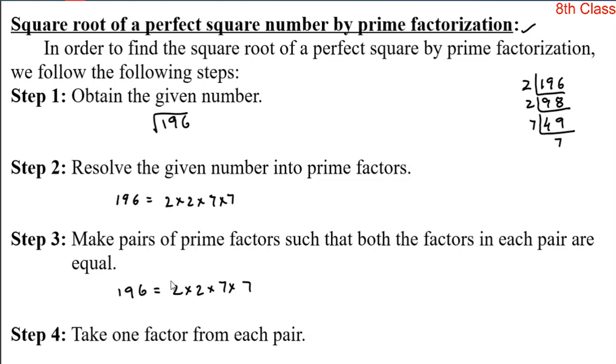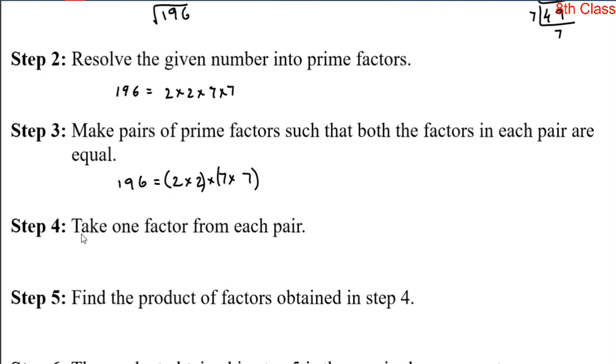So here what are the pairs? Yes, here actually we have two 2's. So this is one pair and this is another pair. Like that you make pairs of prime factors such that both the factors in each pair are equal. So this is our third step. And the fourth step, take one factor from each pair. So in this prime factorization, totally how many pairs are there? There are 2 pairs, first pair and second pair.